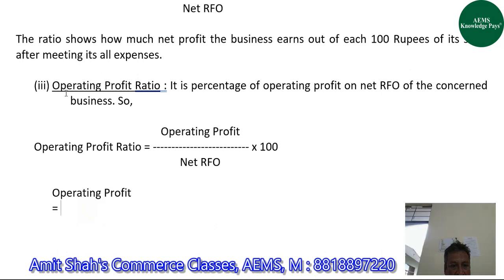So guys, we have to start from operating profit ratio. I already explained to you how to calculate operating profit ratio, that is, what is the percentage of operating profit on net revenue from operation, that is net sales. Now, how do we calculate operating profit? Let's understand that, guys.